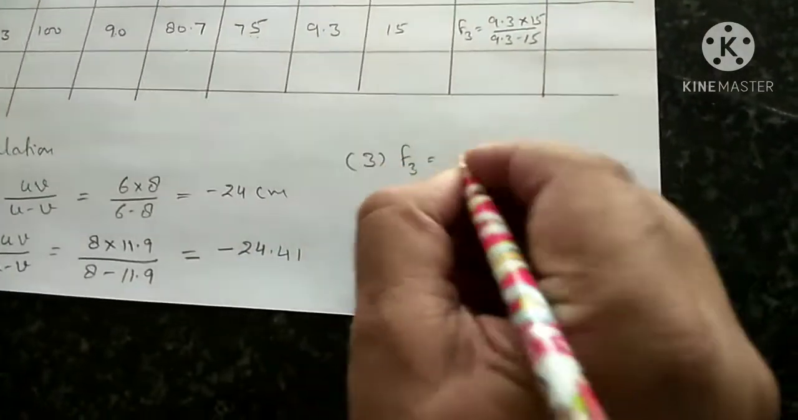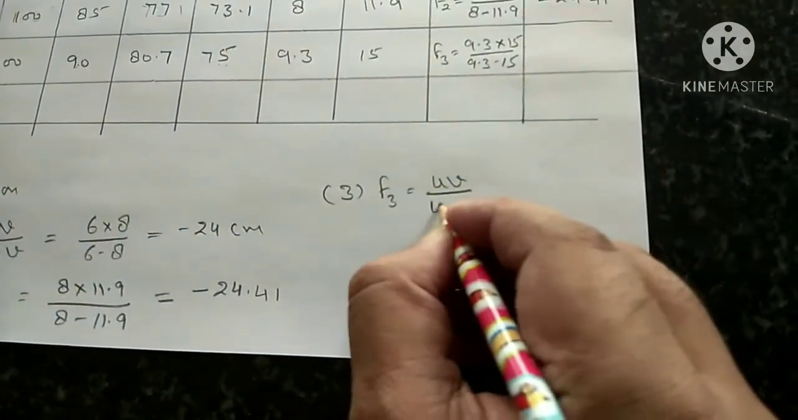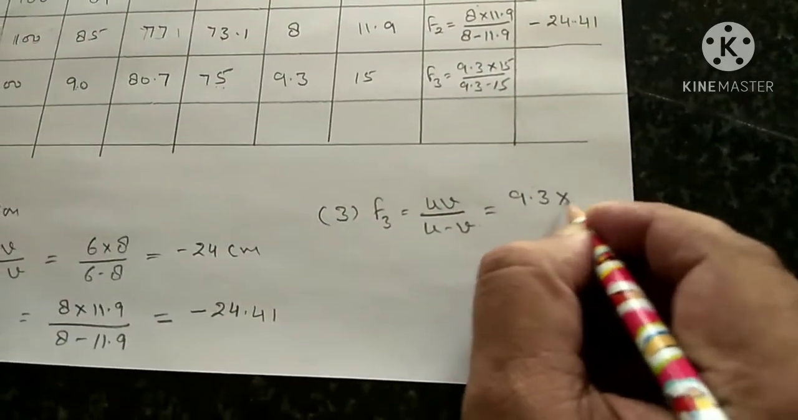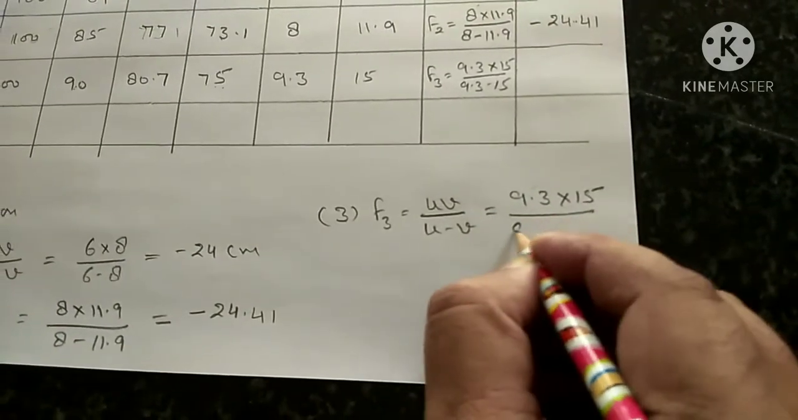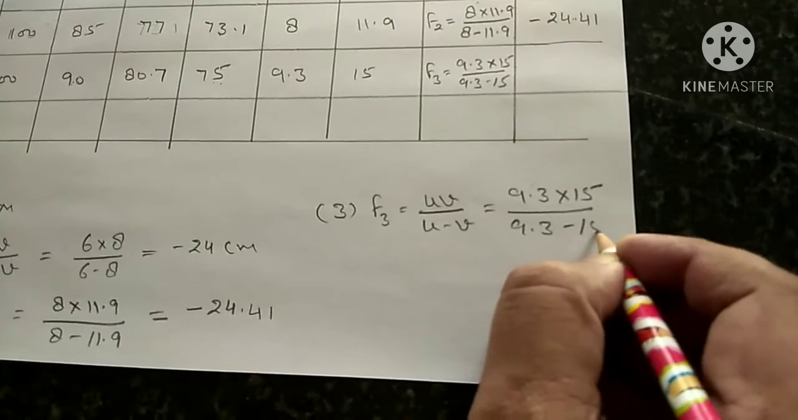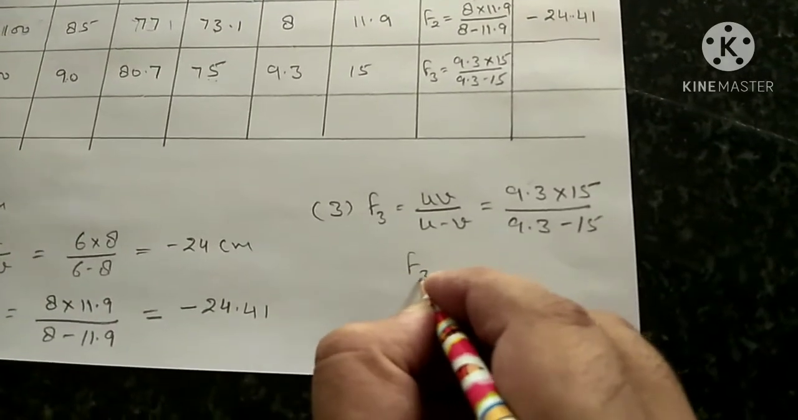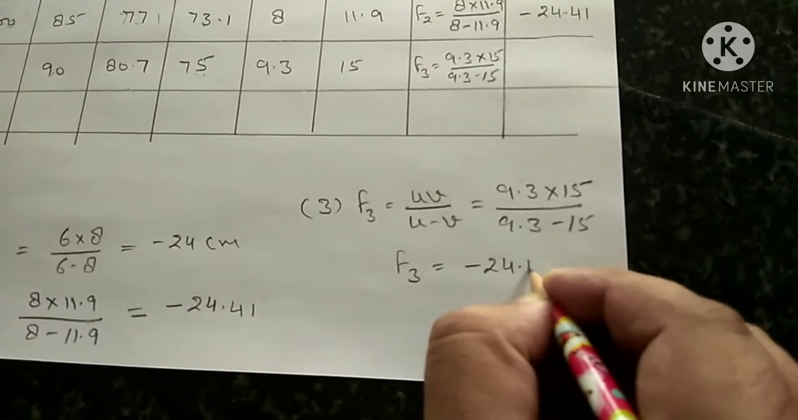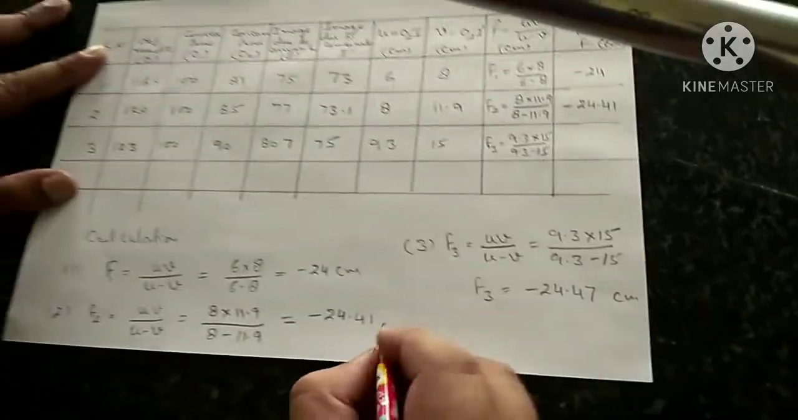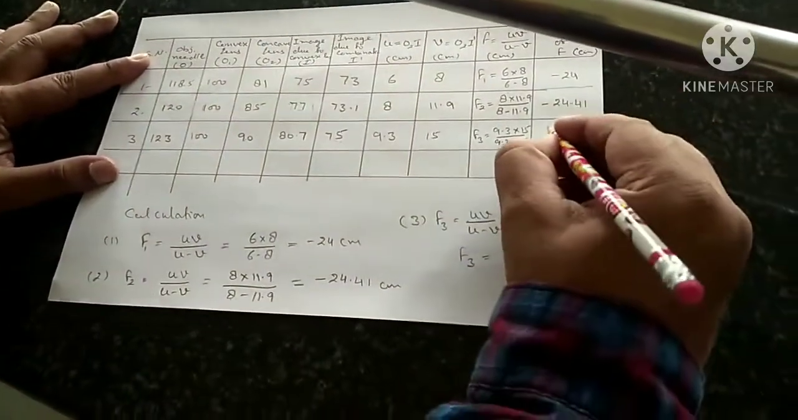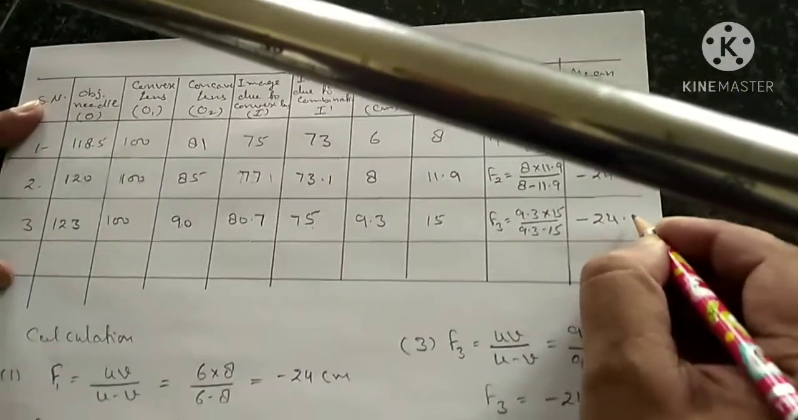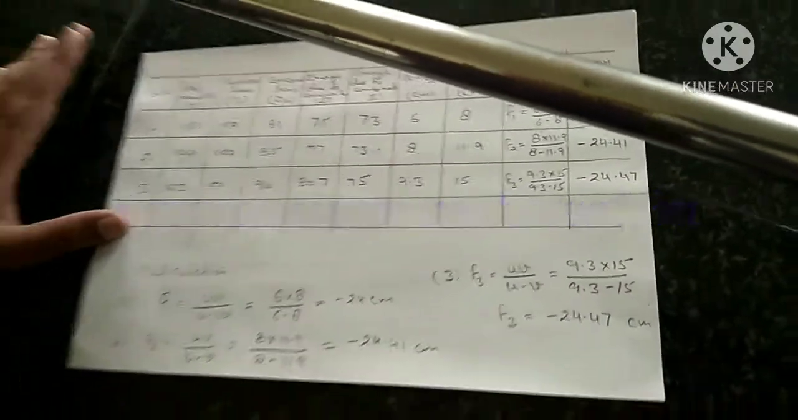So for set 3, F3 is equal to, put the value of u, that is 9.3, and the value of v is 15. Then F3 is equal to minus 24.47 centimeter. That is the focal length of the concave lens from the third set, minus 24.47. All the values are very close.